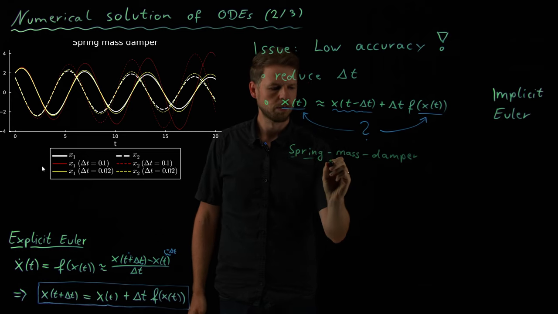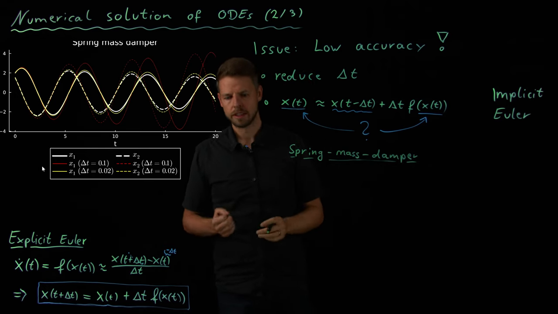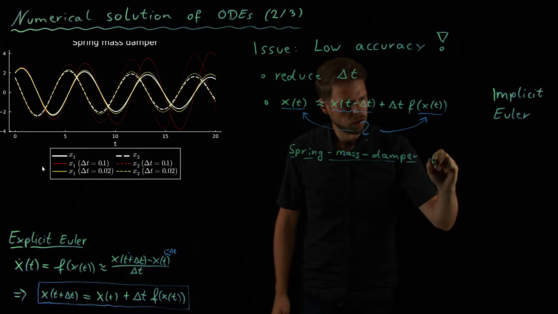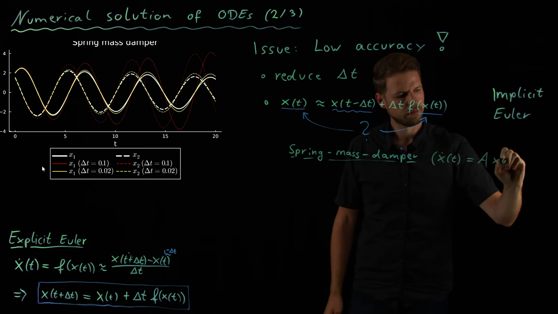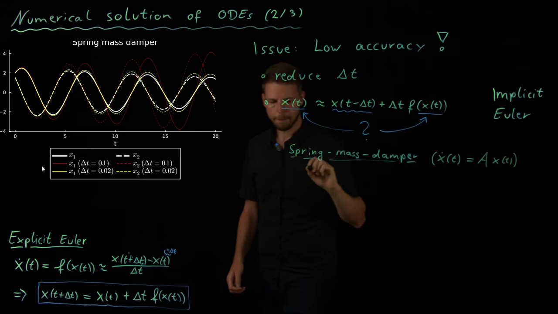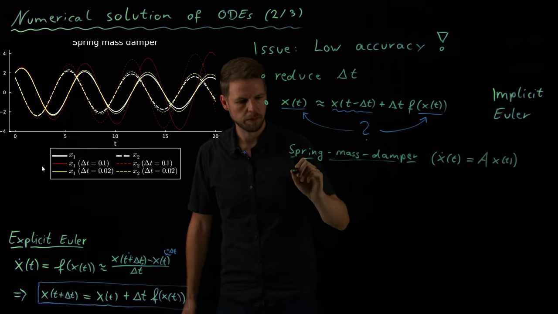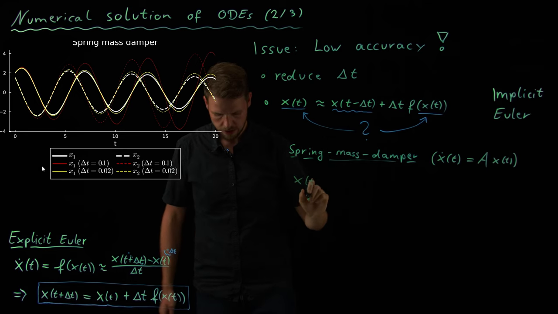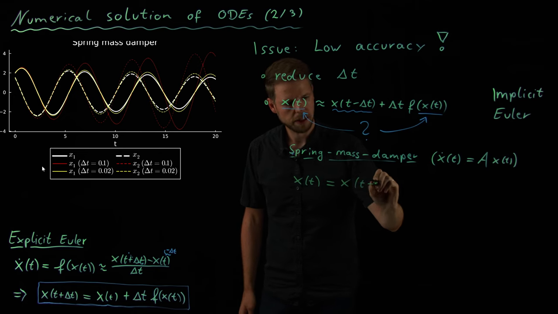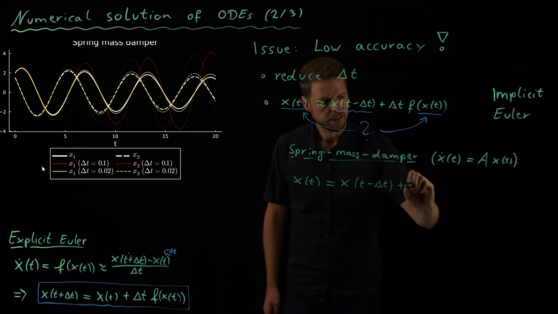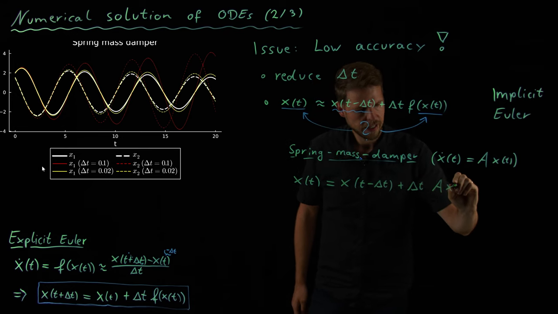While everything is rather nice, because first of all, we can compare. Second of all, due to linearity, we can find a closed form solution anyway. Okay, so the solution here is x dot of t equals a times x of t, so a linear system. And what you can do now is write down the implicit Euler scheme for this special case of a linear system. So we have x of t calculated using x of t minus delta t plus delta t, so until now everything exactly as I've written it here, times a times x of t.